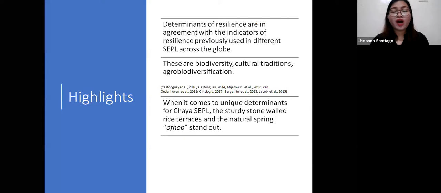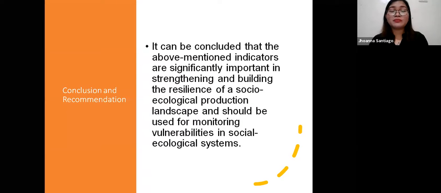So for the highlights, all of the determinants of resilience are in agreement with the indicators of resilience previously used in different SEPL, or socio-ecological production landscapes, across the globe. Some are biodiversity, cultural traditions, and agro-biodiversification. So in Chaya, the sturdy stone wall and the natural spring stand out. So it's very important as part of resilience building strategies in Chaya. So it can be concluded that the above-mentioned indicators are significantly important in strengthening and building the resilience of a socio-ecological production landscape and should be used for monitoring vulnerabilities in social ecological systems.